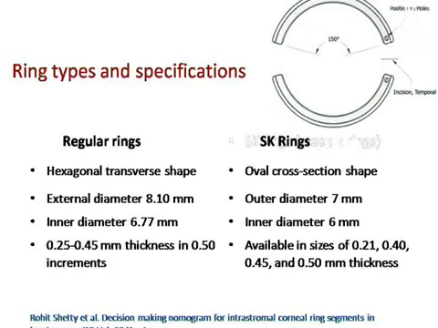Regular rings come in various thicknesses from 0.25 to 0.45 mm in steps of 0.05 increments, whereas SK rings are available from 0.1 to 0.45 mm in steps of 0.05.